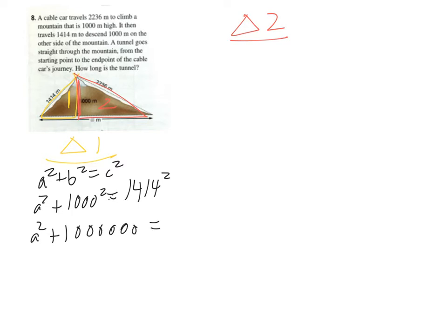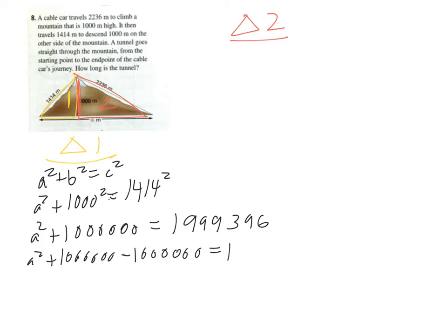And that's going to equal 1,414 squared. 1,414 squared, put in my calculator, I get just under 2 million. 1,999,396. So next I'm going to use what we know from algebra. I'm going to subtract 1 million from both sides, because whatever we do to one side, we can do to the other.